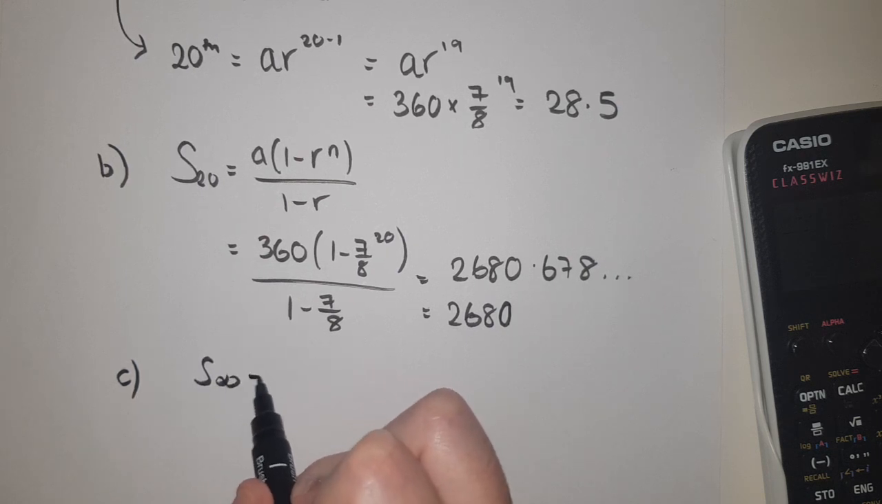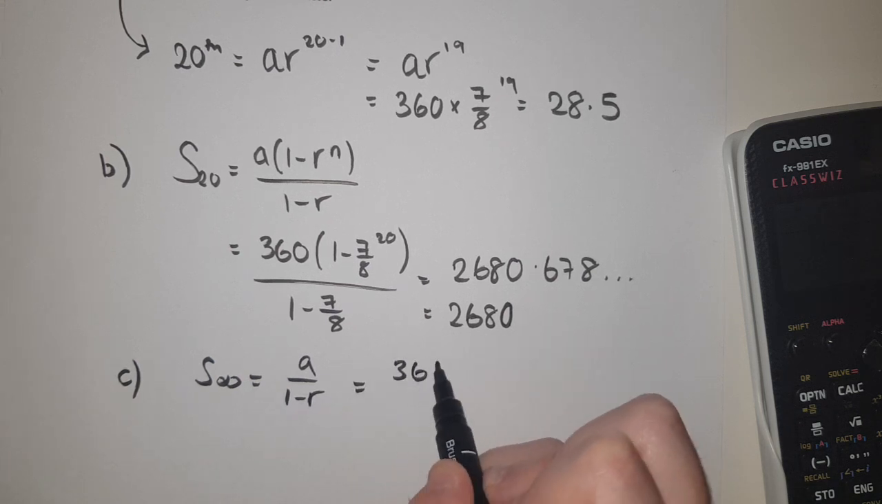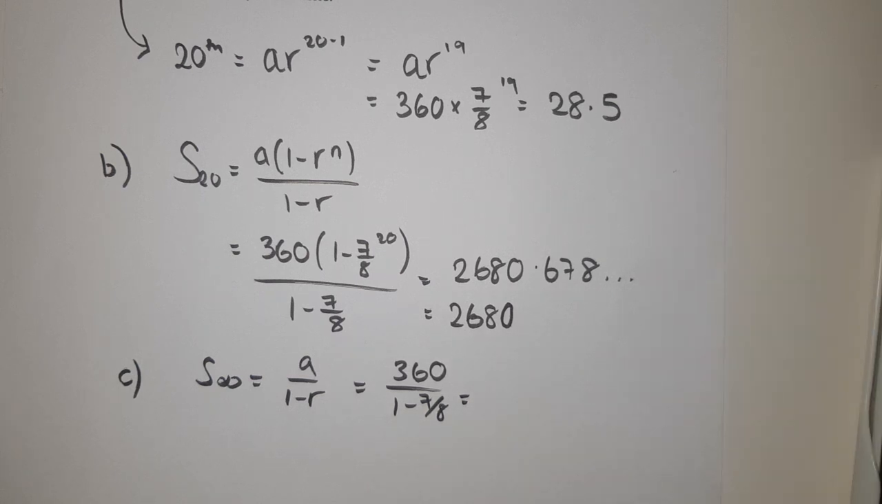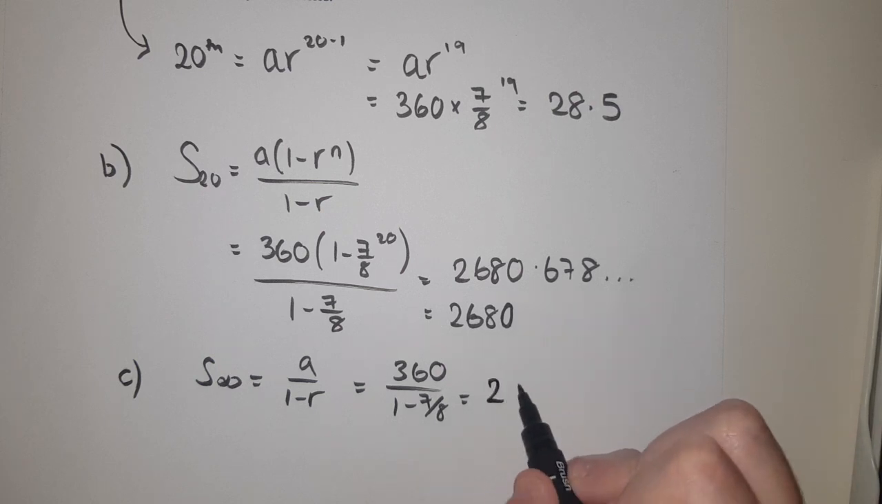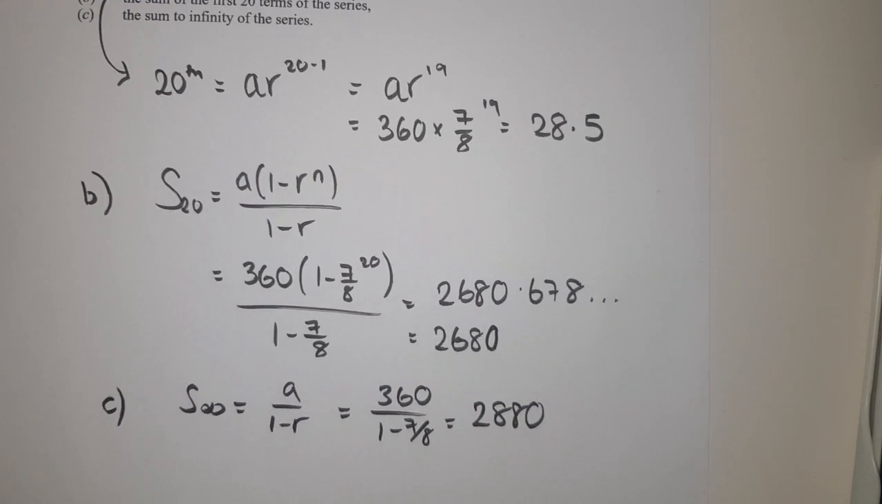And then part C is the sum to infinity of the series. Now, sum to infinity is a over 1 minus r, so we're just going to do 360 over 1 minus 7/8. You get 2880, and that's it, we're done. Okay, hopefully that one's not too bad.